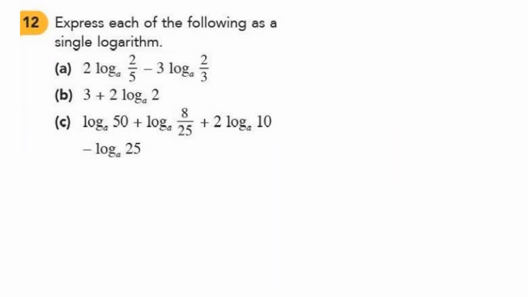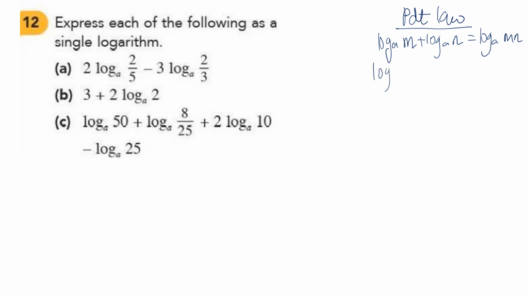Alright, let's look at question 12. But before we do question 12, let's do some recaps of all the 3 laws that we have learned. Let's start off by looking at the product law. So product law means that if you have log base a m plus log base a n, basically that will give us log base a mn. And then if you have log base a m minus log base a n, that will give us log base a m over n. So this is our quotient law.